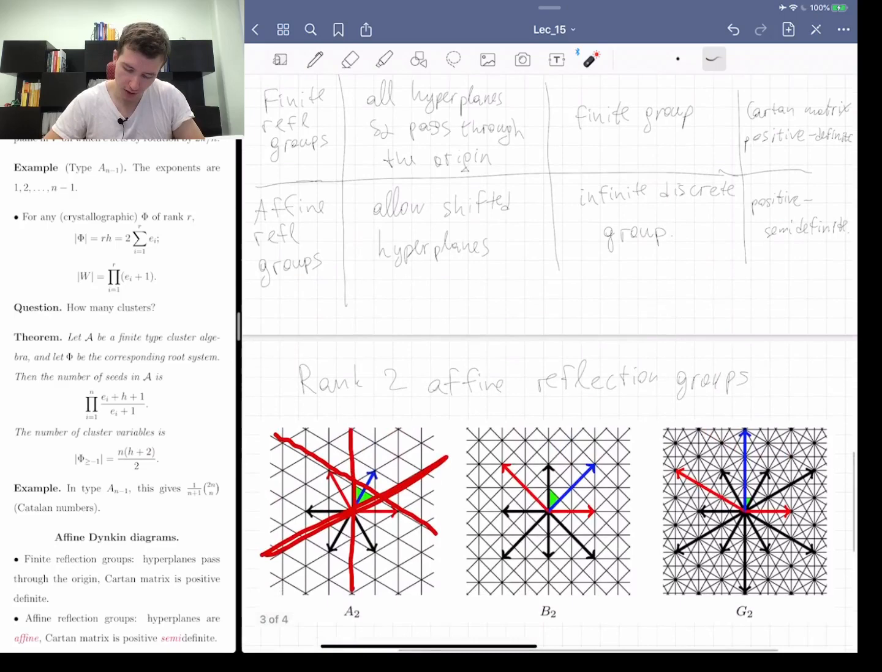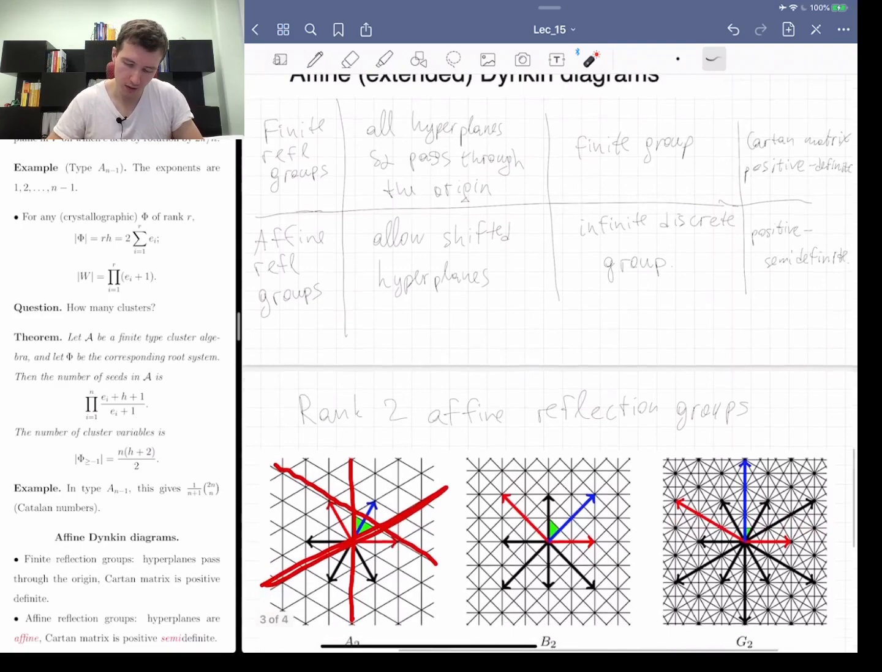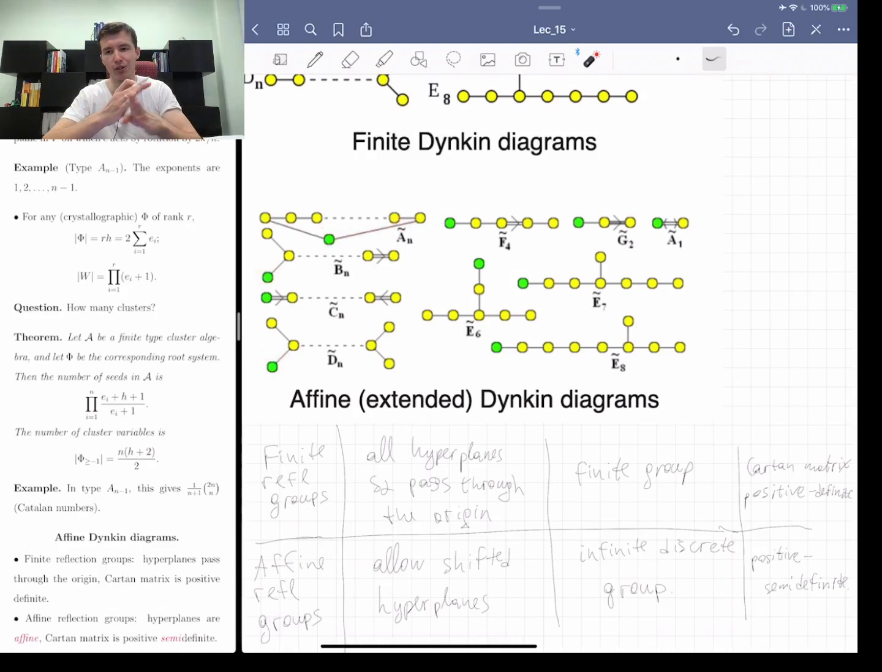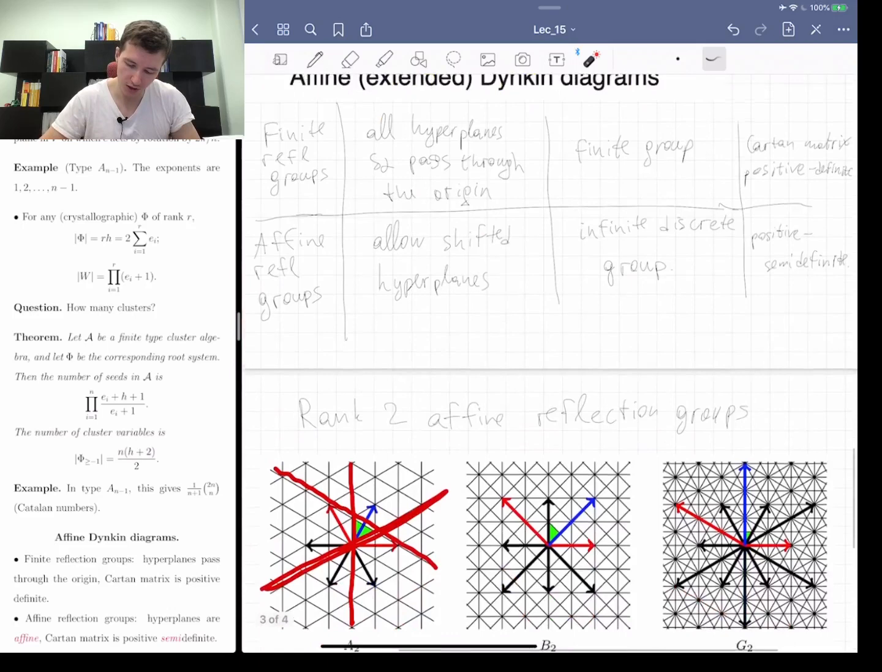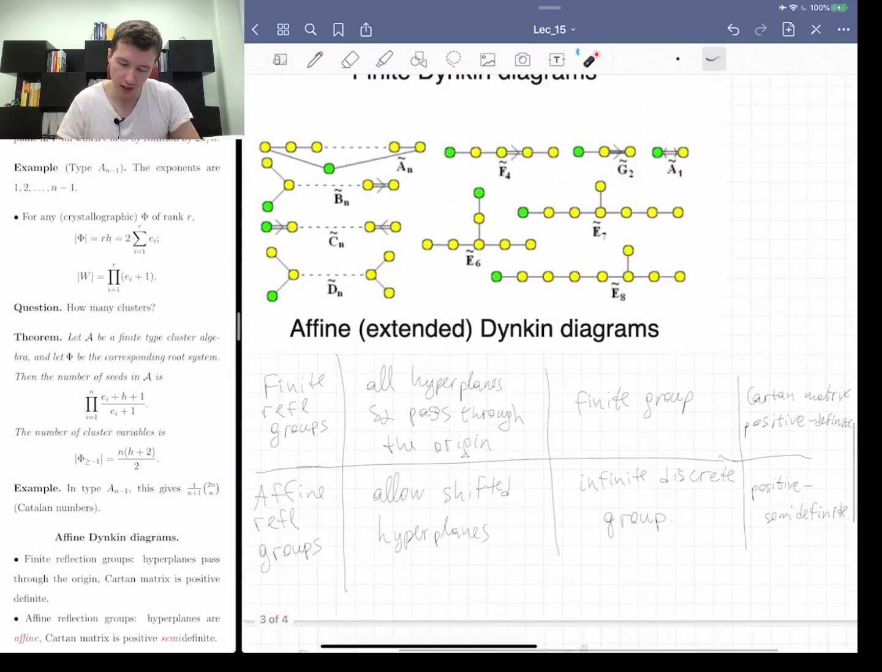So this extra hyperplane I add in these cases corresponds to this green node, and the edges then tell you, for any two hyperplanes, what's the order of the reflection. If I multiply the reflections together, what's the order in the corresponding Coxeter group, etc. So yeah, all I want to say is that affine root systems are just pictures like this, but higher dimensional, and they are obtained by adding a single node to your finite Dynkin diagram.